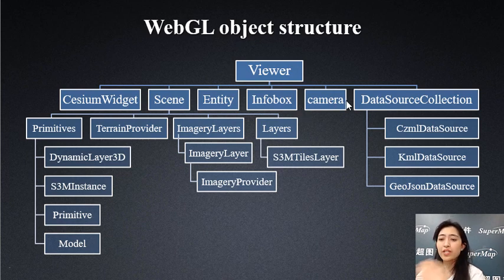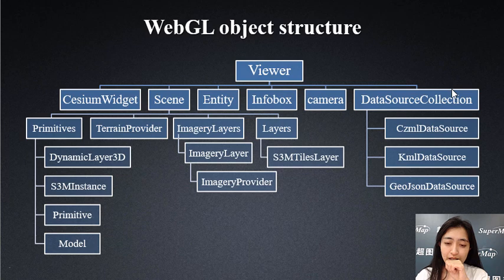And the camera object provides the camera's perspective and finds a suitable perspective for the observer to browse the data. And the data source collection is a collection of data sources, which can be divided into 3 types: the CZML data source, the KML data source, and the GeoJSON data source. These 3 types of data sources can be added to the viewer to display.